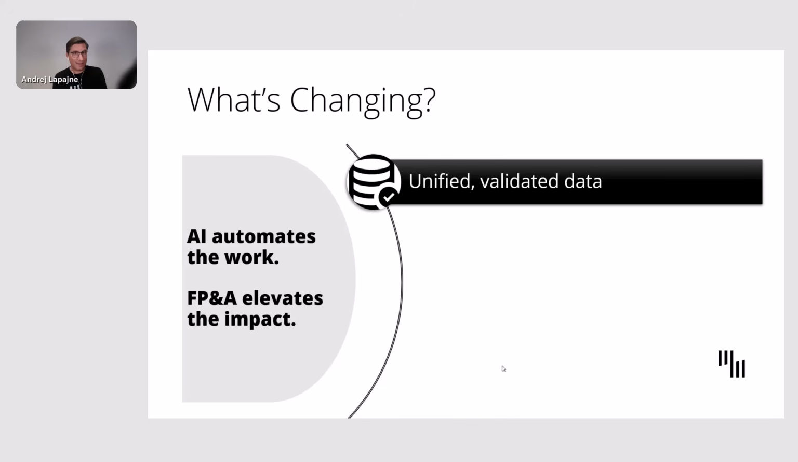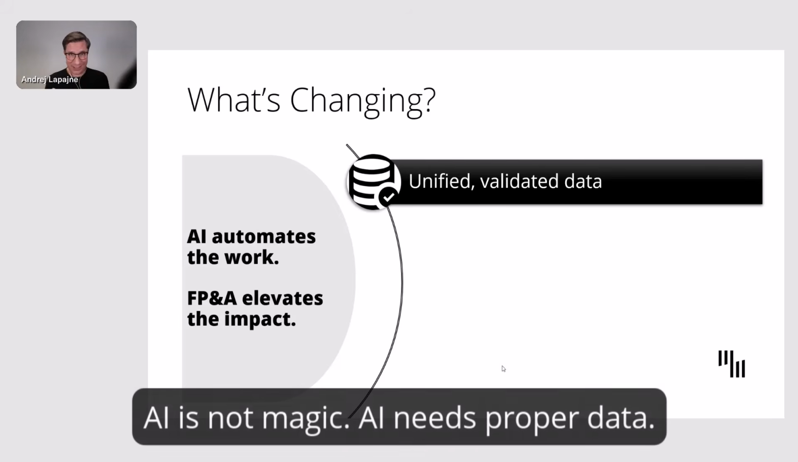The number one ingredient and number one prerequisite for efficient AI in FP&A is unified, validated data. Teams who are successful in adopting AI have strategies in place to consolidate the data. AI won't work if you just upload some PDF documents or messy Excel reports, formatted reports into AI. AI is not magic.